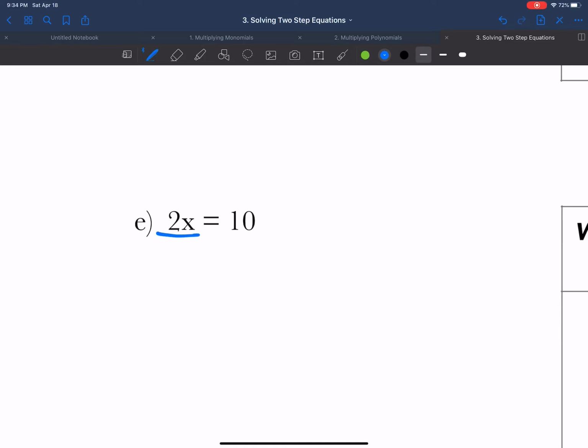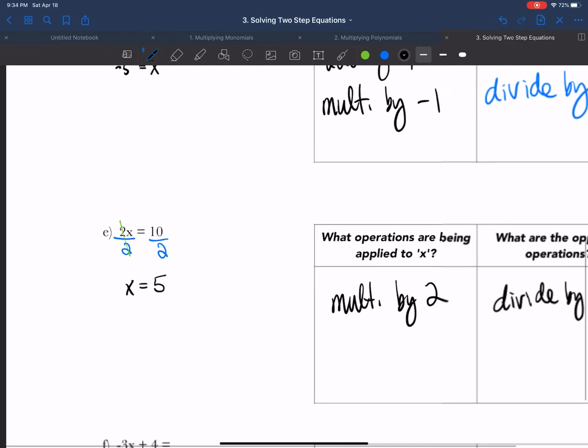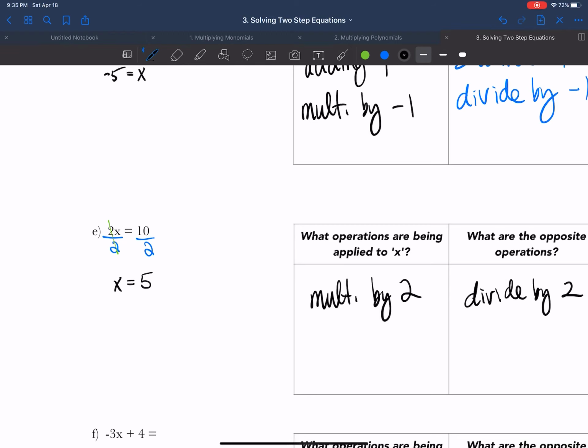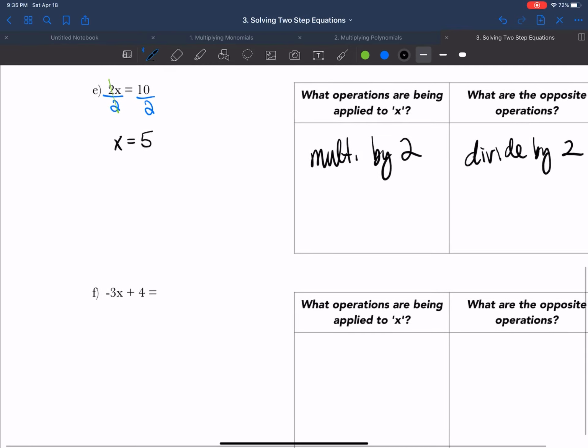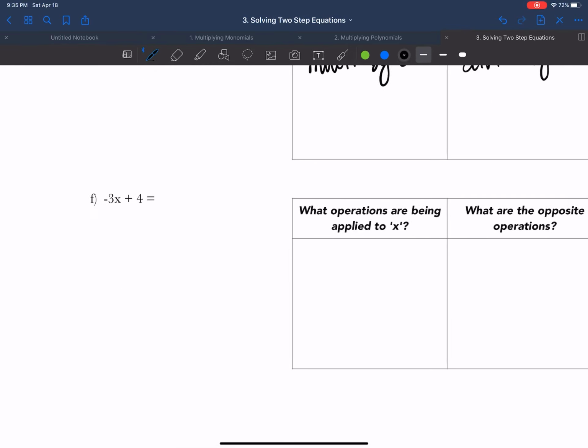So I'm going to draw the line, put 2, but whatever I do to one side, I have to do to the other. These 2's cancel out. 2 divided by 2 is 1. So I'm left with just 1x. 10 divided by 2 is 5. I'm trying to write neater. Okay, so that's what we figured out. 2 times what is 10? Well, we already knew that. We didn't really need to do algebra to do that, but we're just trying simpler equations.